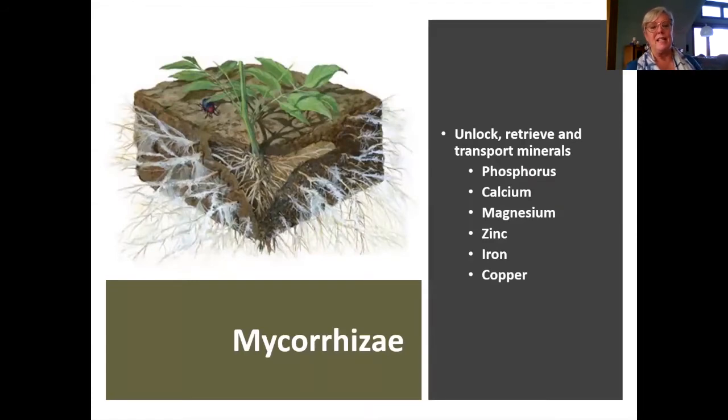So again, mycorrhizae unlock and make available phosphorus, which is the primary one, calcium, magnesium, zinc, iron, copper. Sound like a bag of fertilizer to you? Yep.